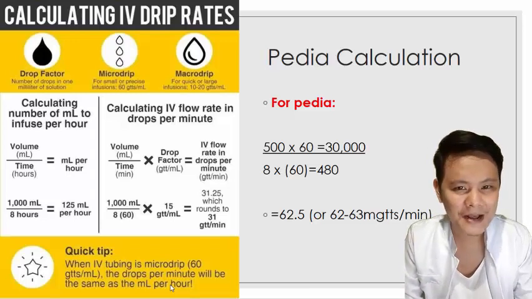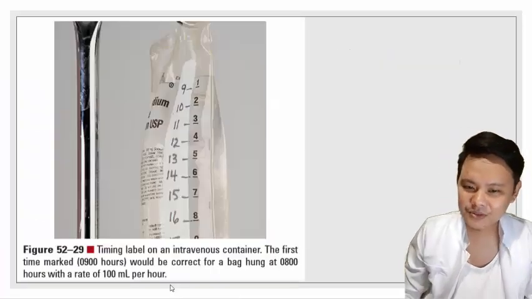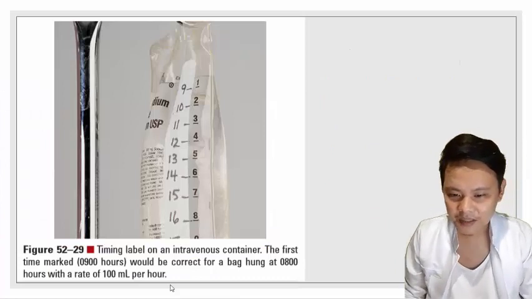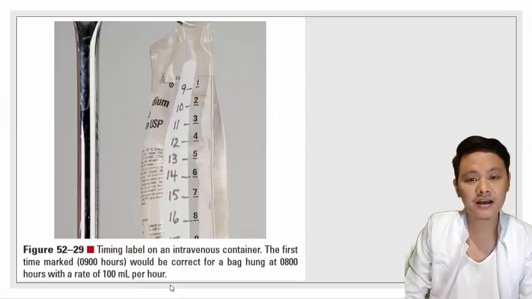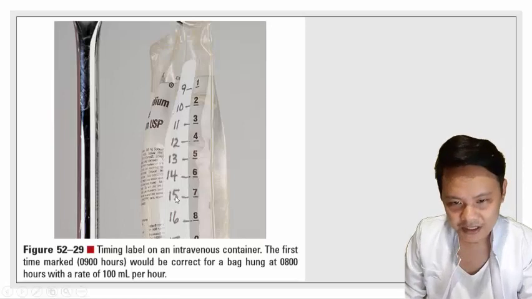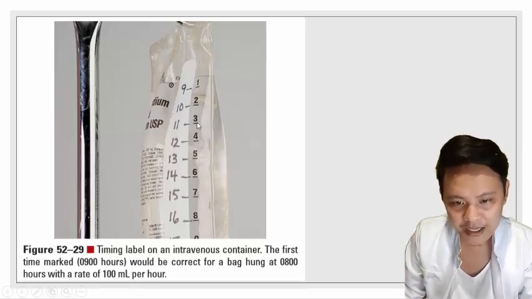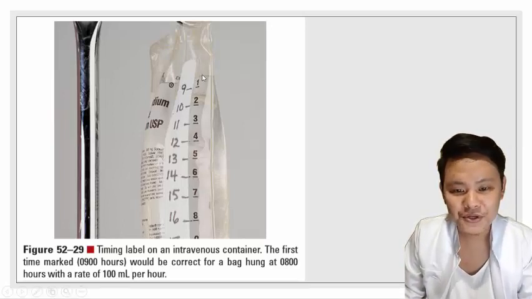Nakuha? Tip lamang yun. So here, as you can see, this one, this is a timing label on the intravenous container. As you can see here, 1, 2, 3, 4, and so on. Yun po yung nababawas.